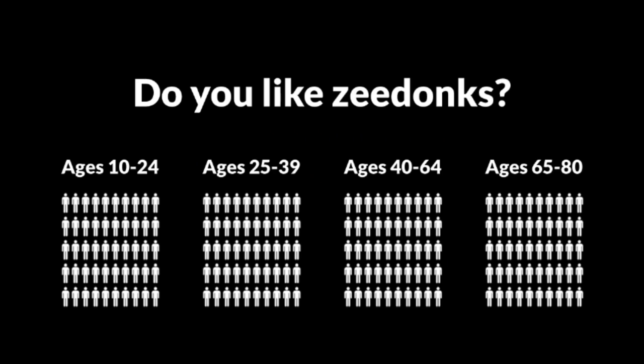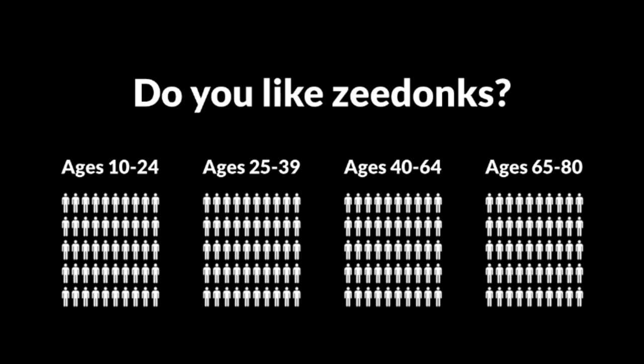But anyway, suppose we ask that question to everybody in this group, and everybody out of these 200 people has to answer either yes, like they do like z-donks, or no, like they don't like z-donks. Now, the reason we're separating people into different age groups is because we're trying to see whether the age of someone affects whether or not they like z-donks.